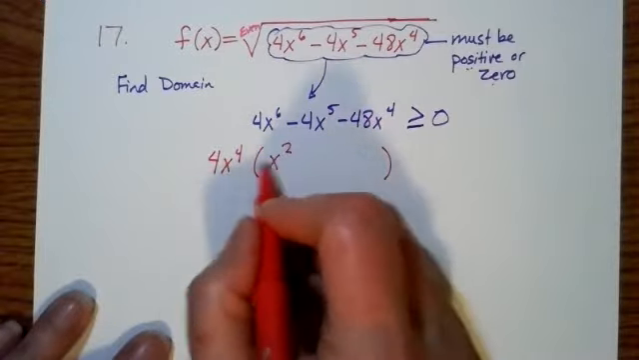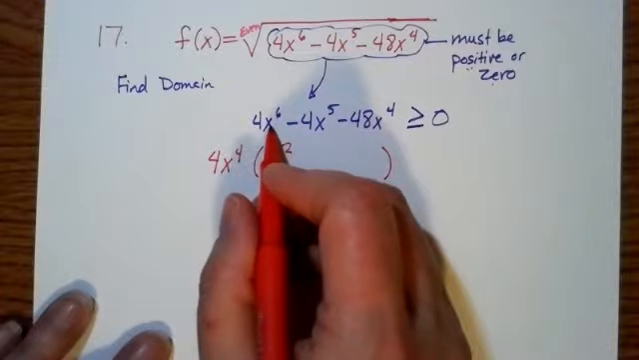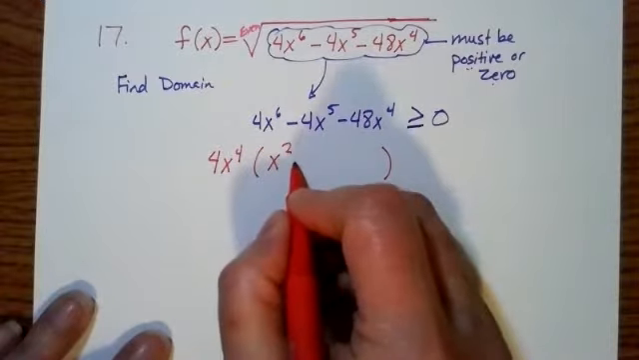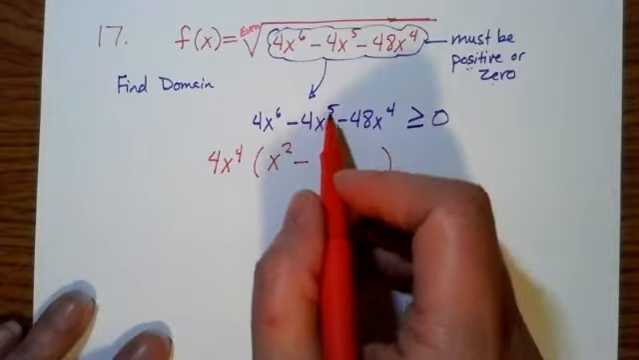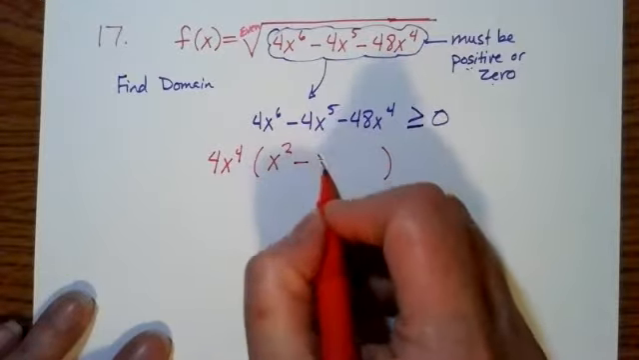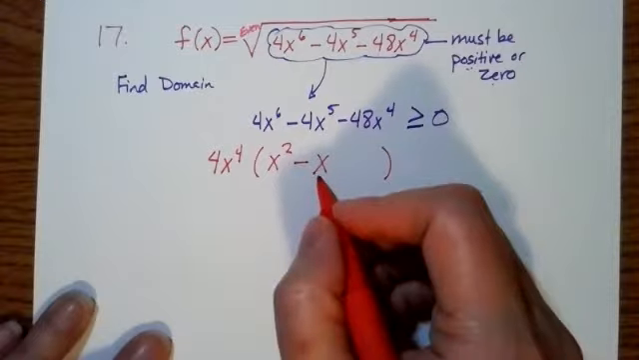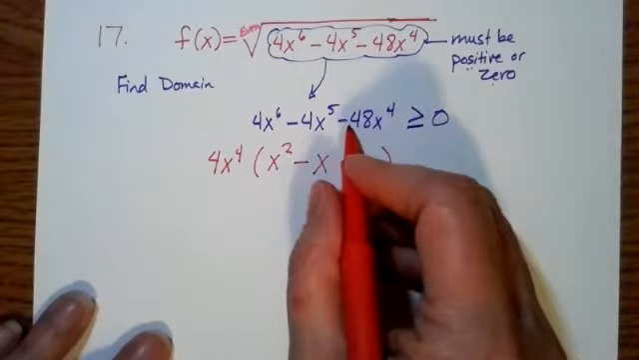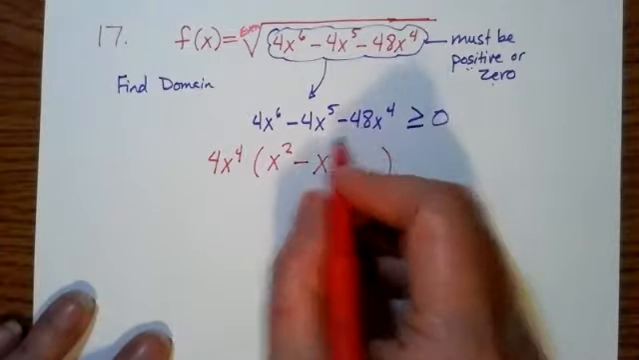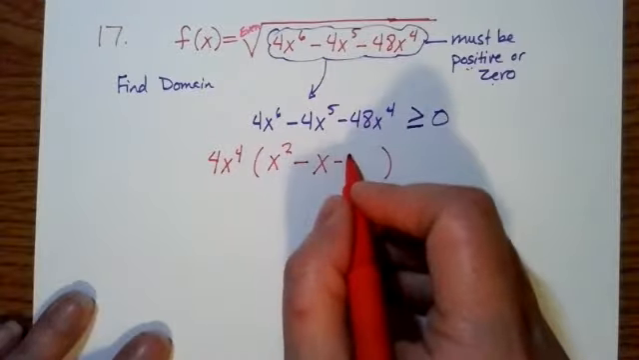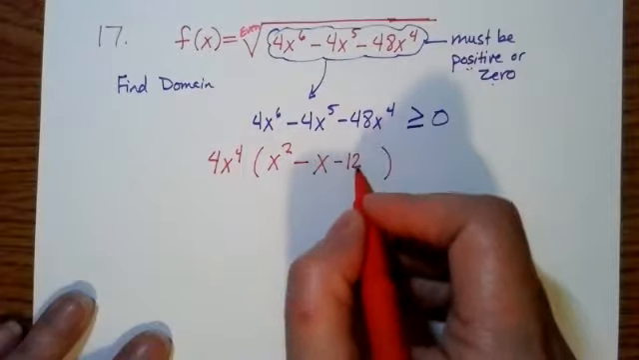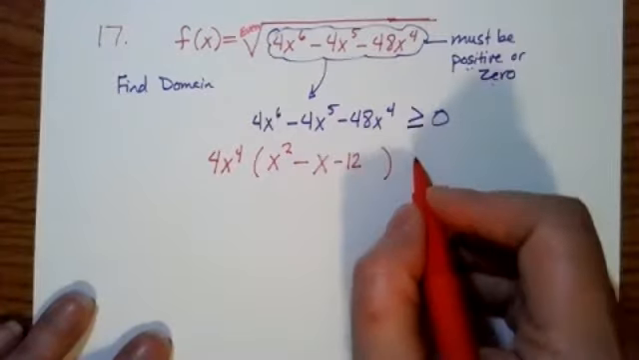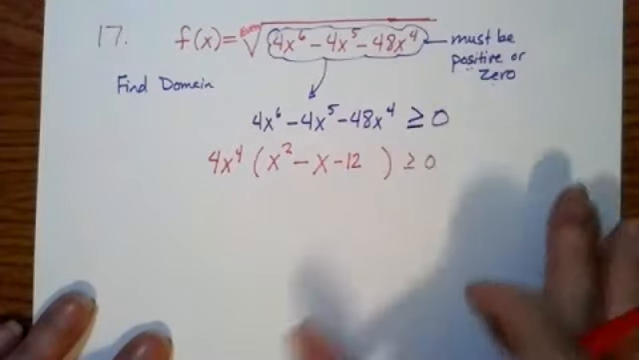Let's check that. 4x to the 4th times x squared is 4x to the 6th. Next term, we pulled out the 4, we pulled out x to the 4th. We have a remainder factor of negative x. And on our last term, the 48 had a 4 divided out of it, which left the other factor to be negative 12. And the x to the 4th takes care of all the x's. So this is the constant, negative 12. Okay, I'm bringing down the rest.